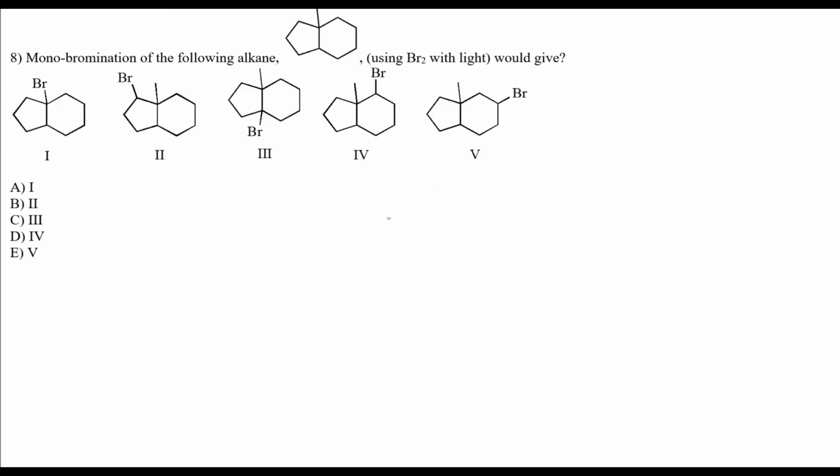All right, same thing for this question as question 7. Monobromation, that means 1 bromine, okay, so your answer should have 1 bromine. That's what mono means. And the following alkane, using Br2 with light, would give what? What would it give me? Okay, well, it's a pretty straightforward question.